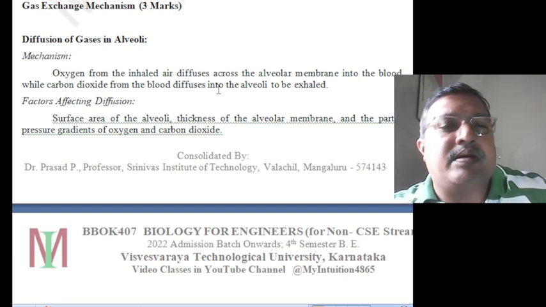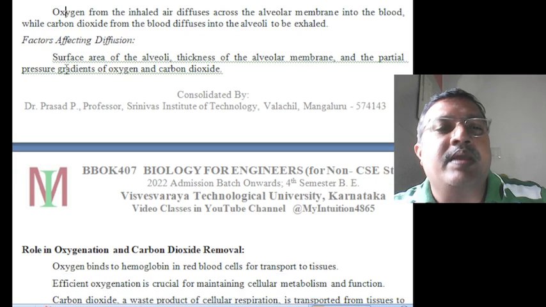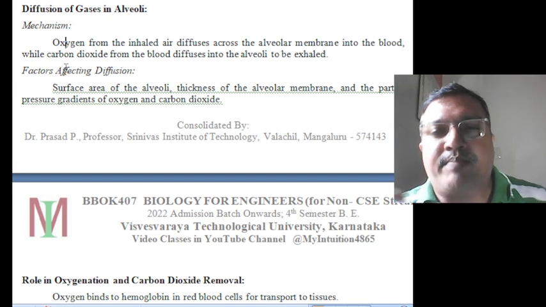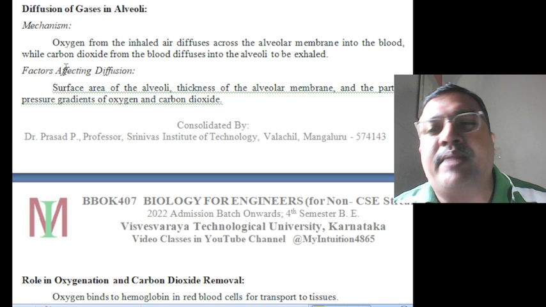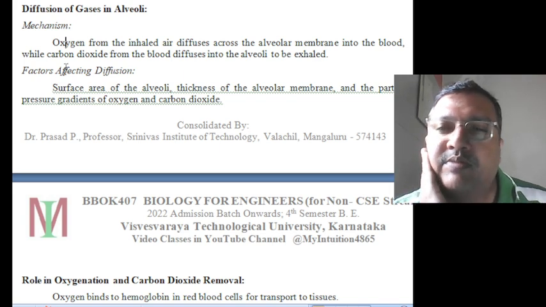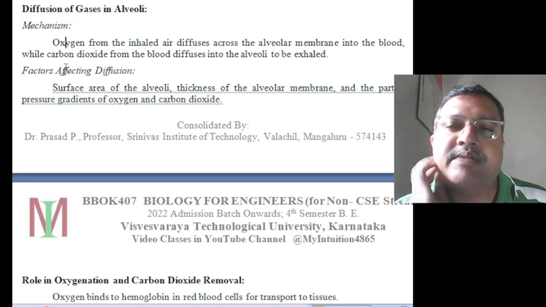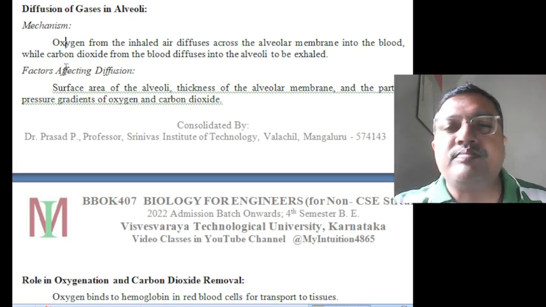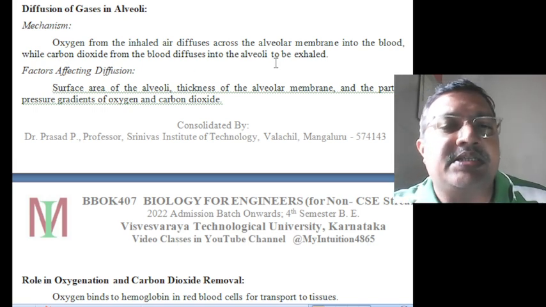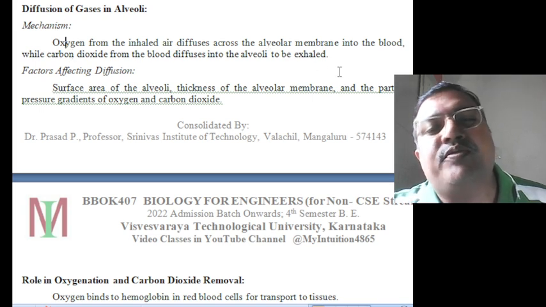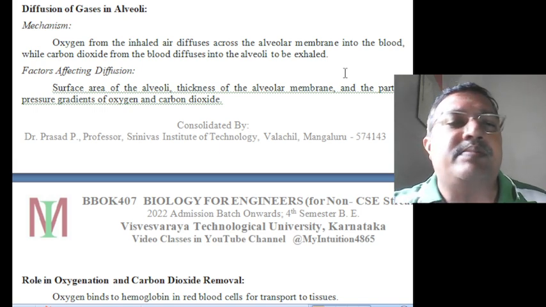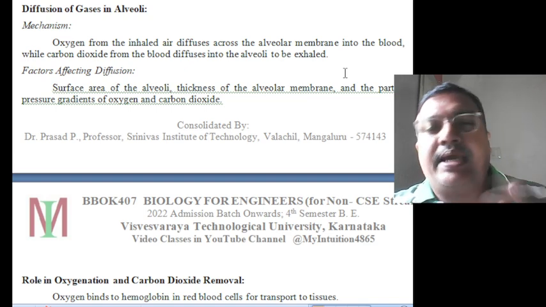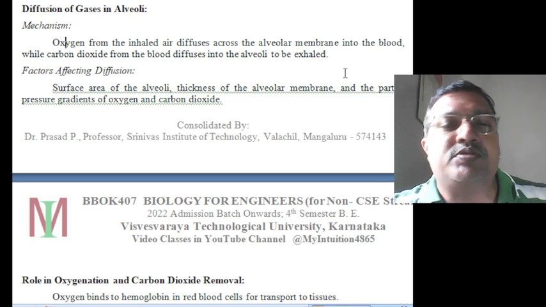Diffusion of gases in alveoli, the mechanism is represented here. Oxygen from the inhaled air diffuses across the alveolar membrane into the blood. The alveolar membrane is a semi-permeable membrane which allows the movement of oxygen and carbon dioxide between the blood stream and the lung air side. Okay, so the oxygen from the inhaled air diffuses across the alveolar membrane into the blood, while the carbon dioxide from the blood diffuses into the alveoli to be exhaled. When we exhale, the carbon dioxide should go out.